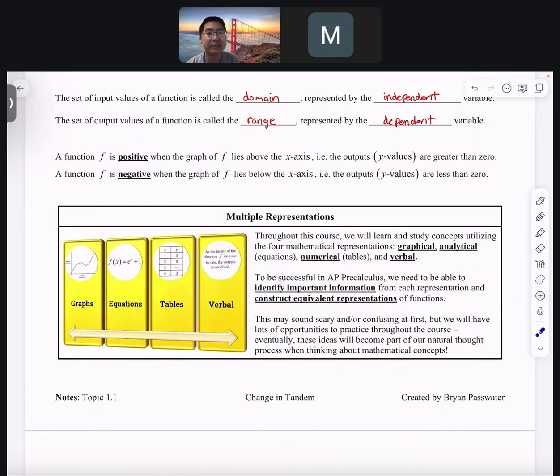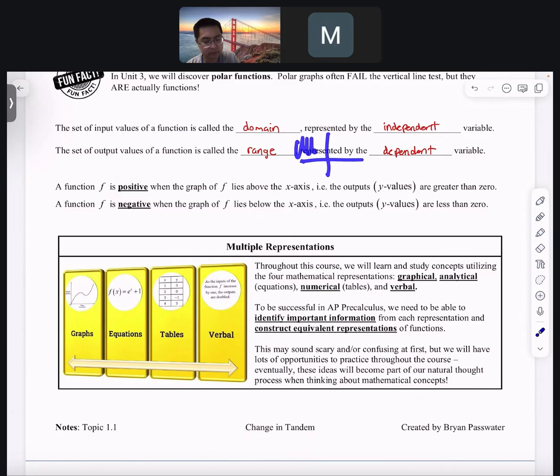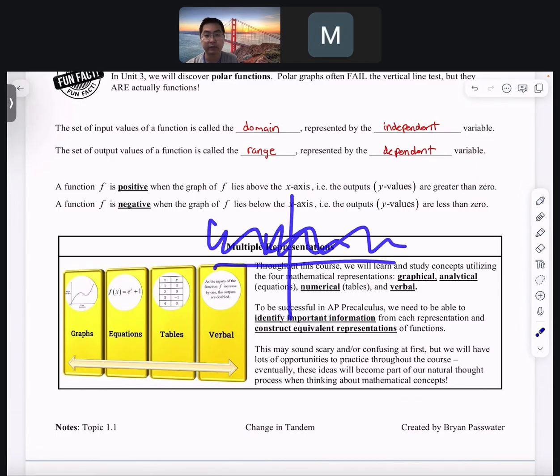If a function f is positive, that means the graph of f lies above the x-axis, so the output y values are greater than 0. Remember, if we have a graph, the y values above the x-axis are what we call positive, right? And vice versa, the function f is negative when the graph of f lies below the x-axis. The output values are less than 0. So if the graph is below the x-axis, that's negative. If it's above the x-axis, then we know it is positive, right?